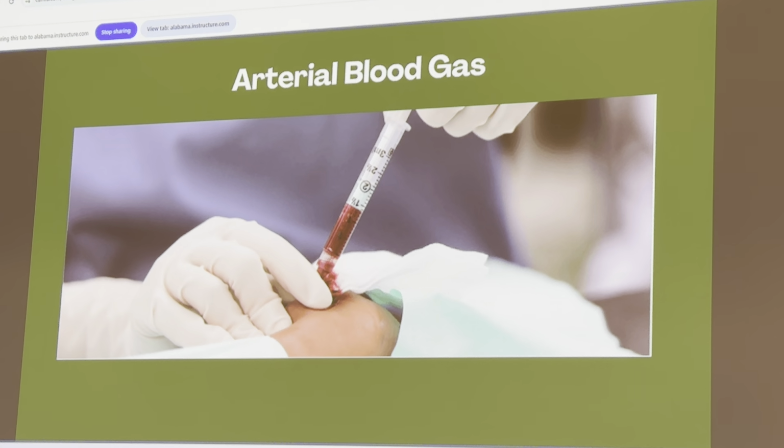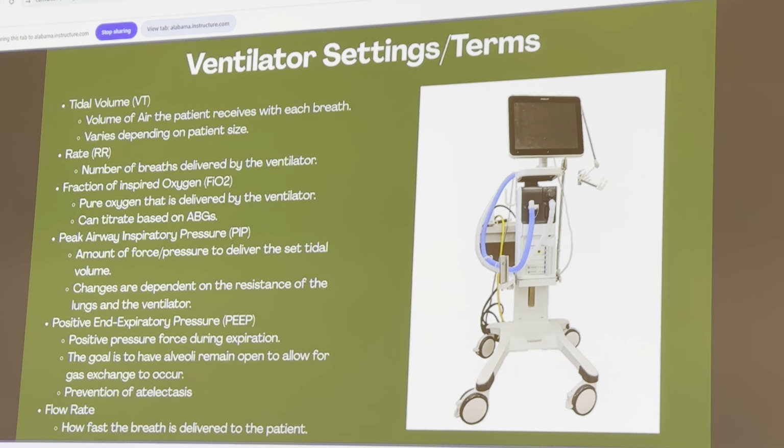FiO2. Don't get this confused with your PO2 that we're going to talk about in just a little bit with arterial blood gas. FiO2 is a little bit different. The FiO2 is the pure amount of oxygen that I am putting into each breath that my ventilator is delivering each time. Me and you breathing on room air is roughly 21%, and then it can go up from there. It can only go to 100%, and that's it. You cannot go any higher. 100% pure oxygen is the highest we can go, and it can be anywhere in between those ranges.